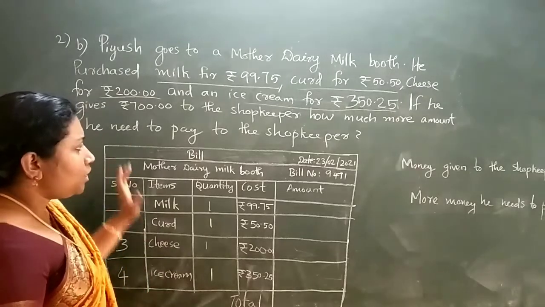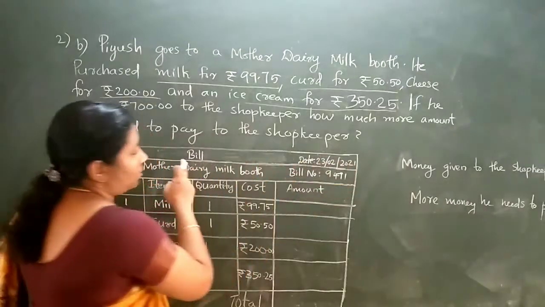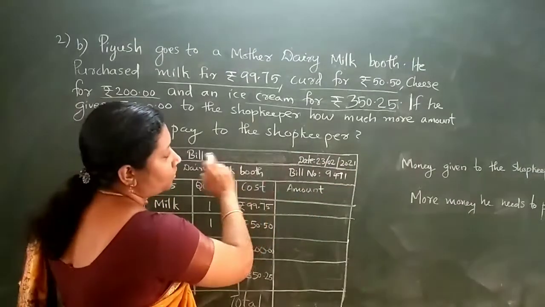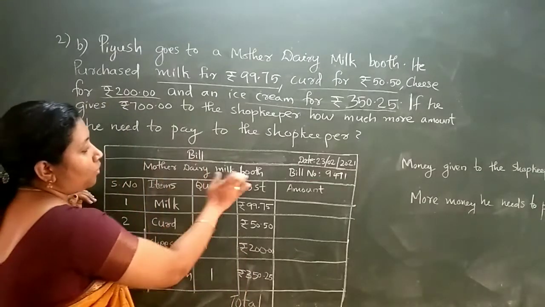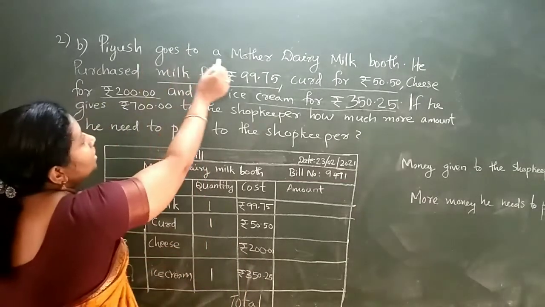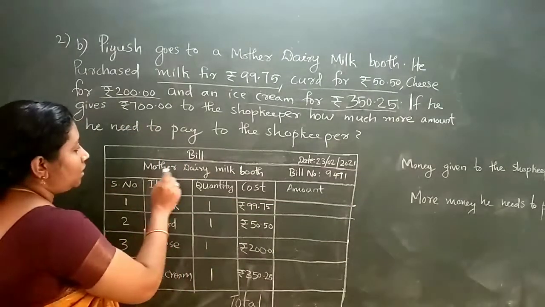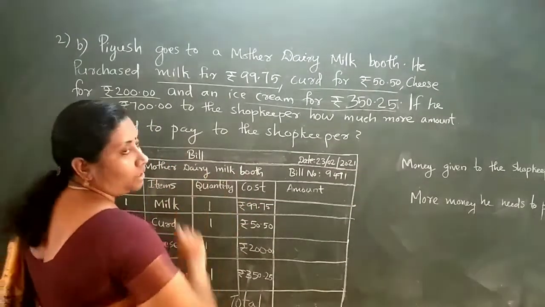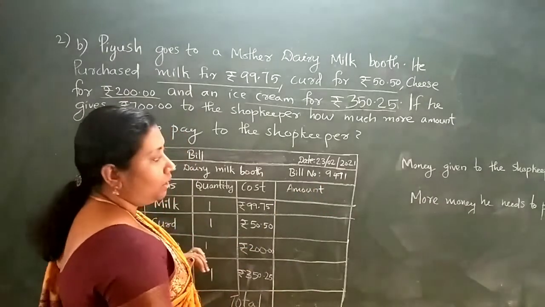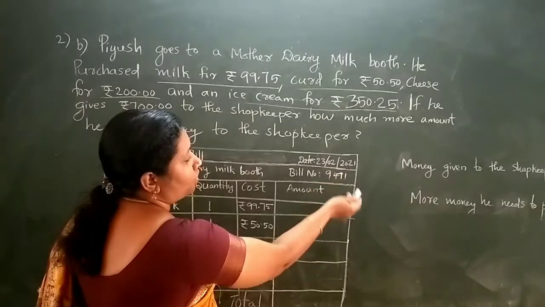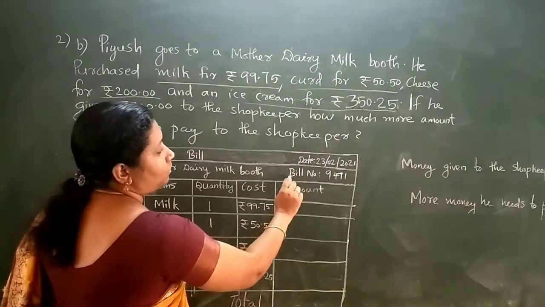Then first you write bill. Here in the first column write bill, then right side of that bill you write date. Then the second column, name of that shop. Here it is given Mother Dairy Milk Booth, that is the name of that shop. Here in the second column you write that name. Then you simply write any number, that is the bill number. Any number here, 9471 or 5000, any number can be here, that is the bill number.